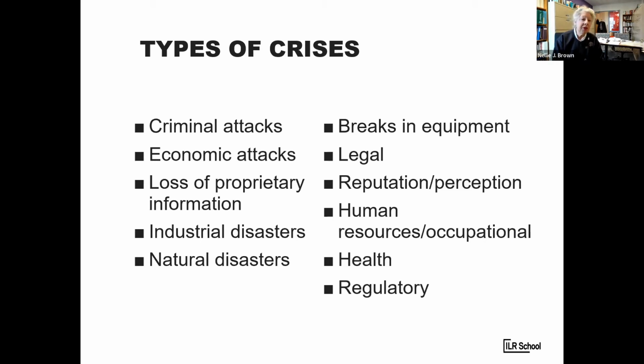But what about other criminal attacks? Is your organization vulnerable to robbery, to sabotage, to embezzlement?